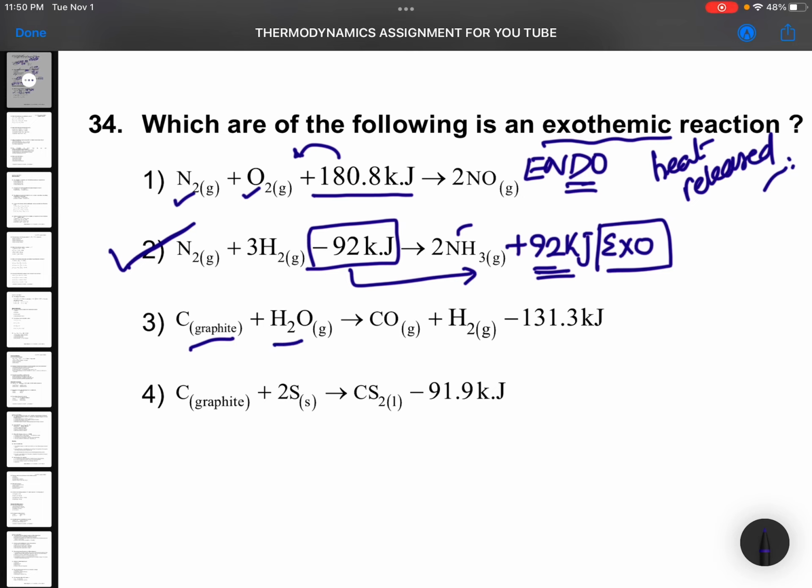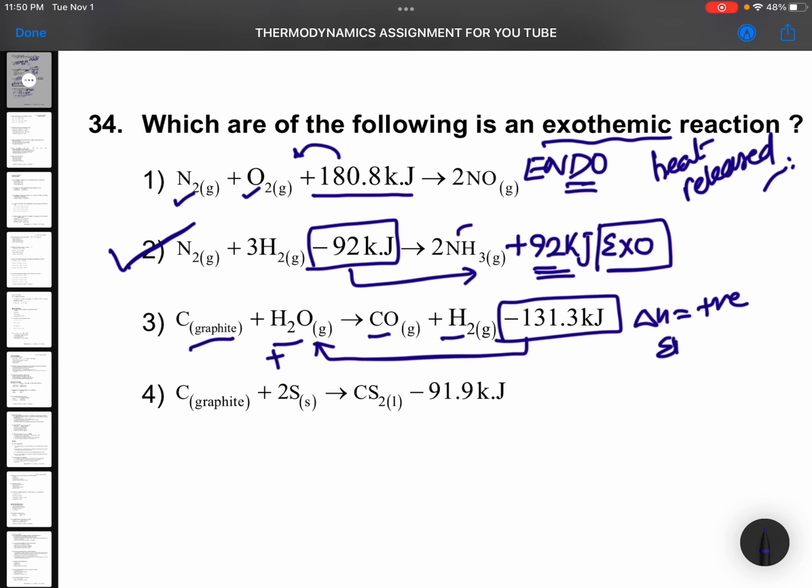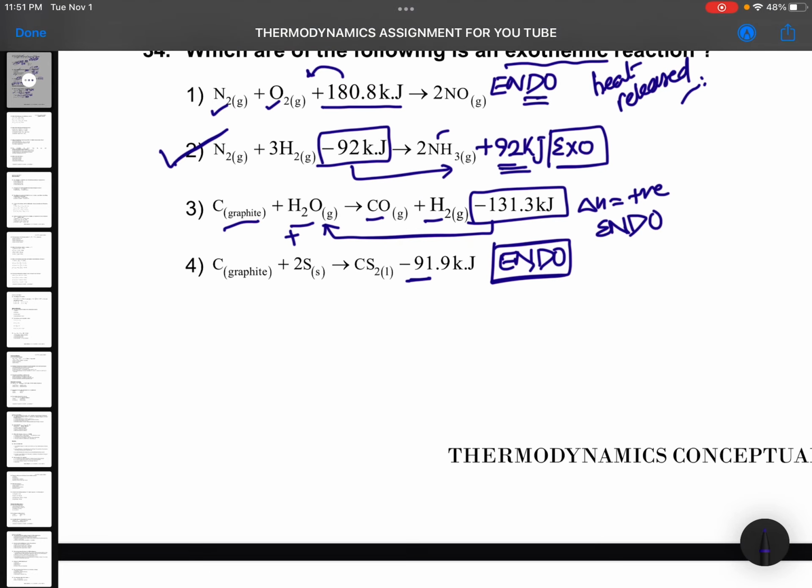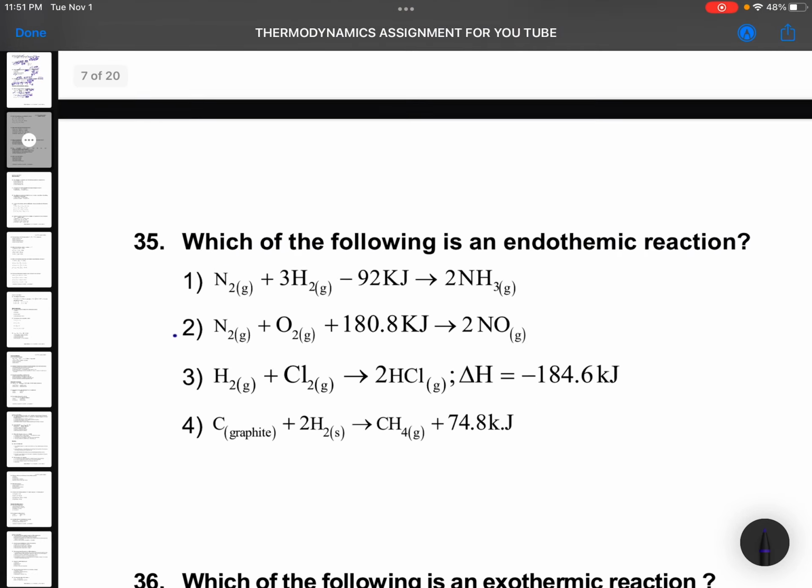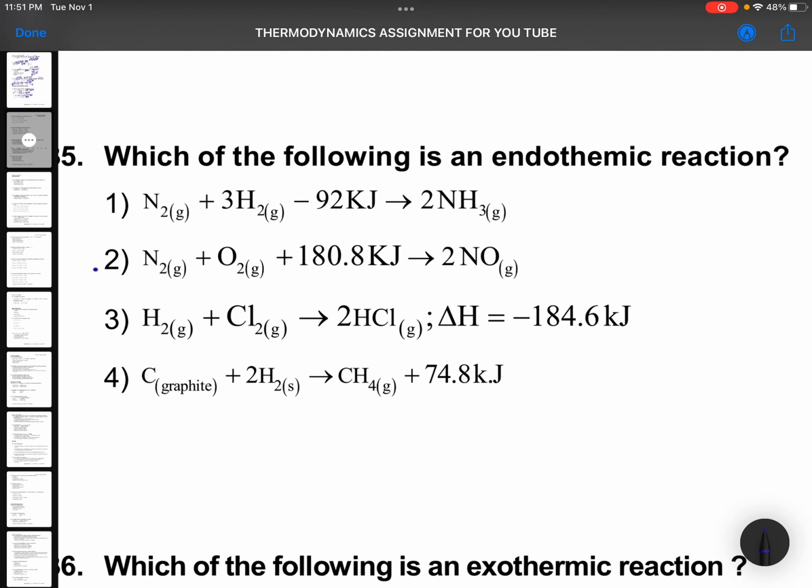Graphite plus H2O gives CO and H2, here minus is there. Here minus means delta H is positive. Or use your common sense, this must be plus on this side, meaning you have to give 131.3 kilojoules for this reaction. So this is again endothermic. Here same thing, minus is there, so it is again endothermic. Similar. If you solve 2-3 questions like this, you will feel very comfortable.